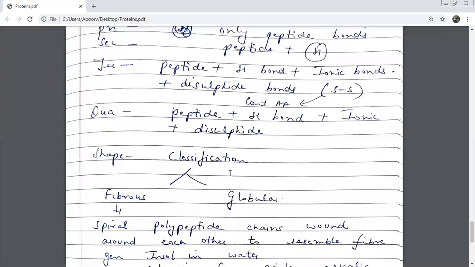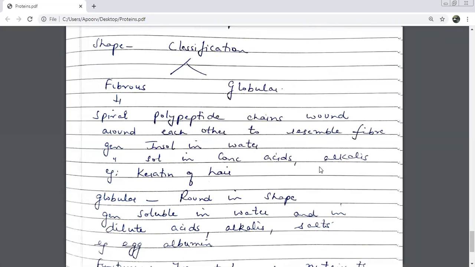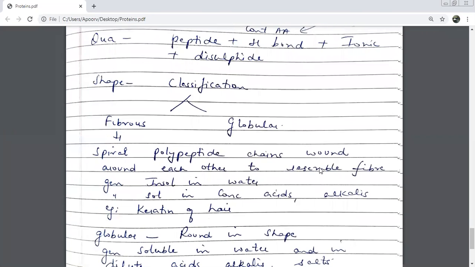Very quickly, we did bonds. In primary structure, we had only one bond, the peptide bond. In secondary, tertiary and quaternary, we have peptide plus hydrogen bonds. However, in tertiary and quaternary, we may have disulfide bonds also. This happens when amino acids containing what are joining together? Sulfur.